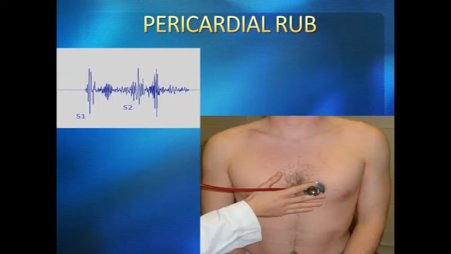In summary, pericardial friction rubs occur as a result of contact between inflamed pericardial surfaces. These sounds usually have 2 components and reflect motion of the heart relative to the pericardial sac. Listen once again to a 2-component pericardial friction rub.